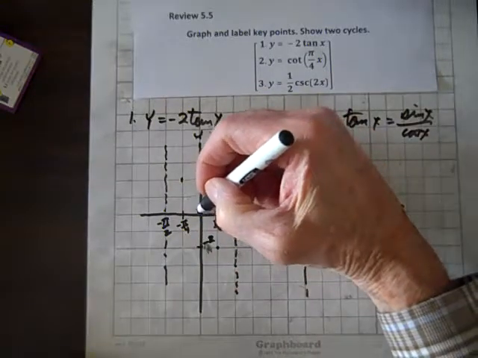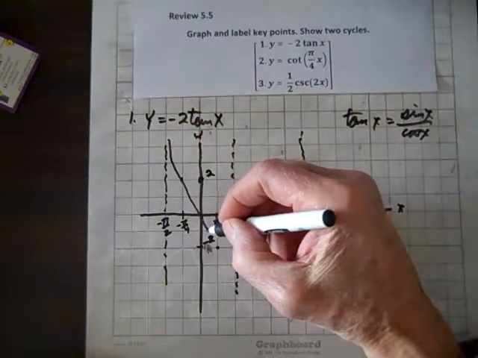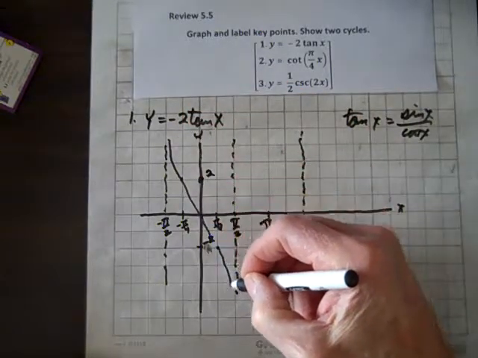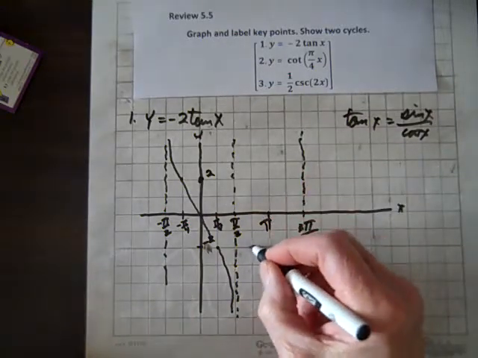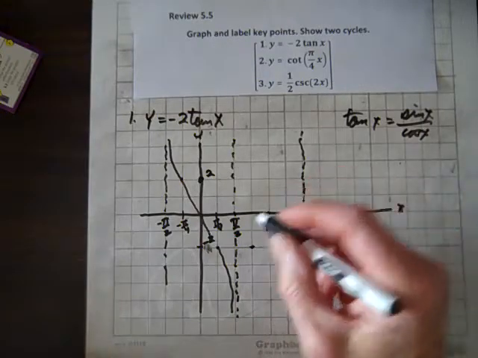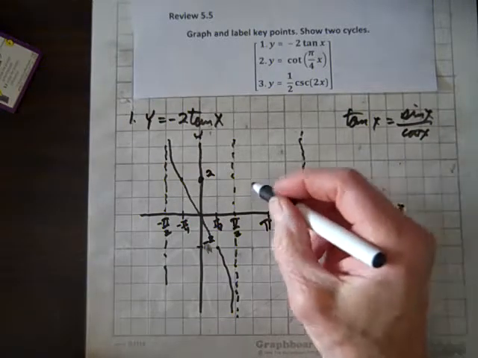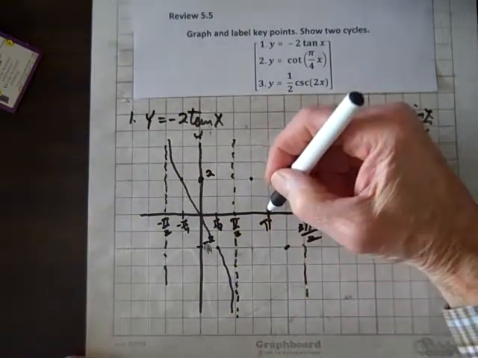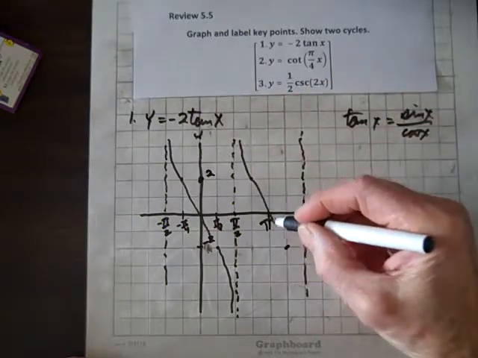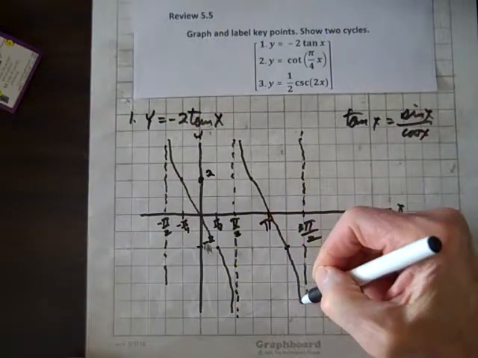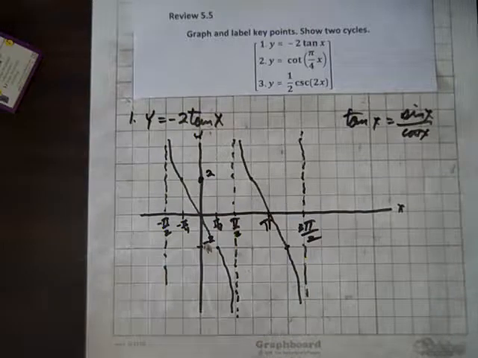So here's what our function looks like. It's going to go up, hit that, and swing up like that, and we're going to go down this way and swing down like that, aren't we? So now we're going to wind up doing the same thing here and there, and we're going to go up through there. And there's the graph of 2 cycles of y equals -2 tan x.